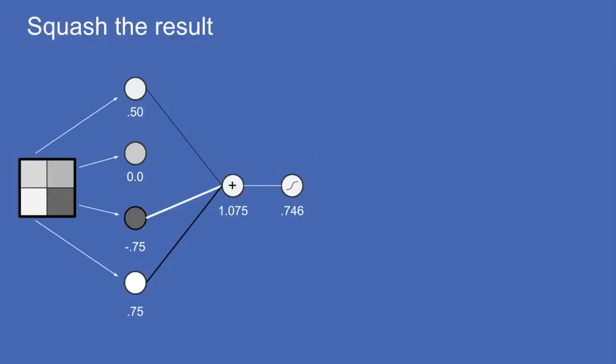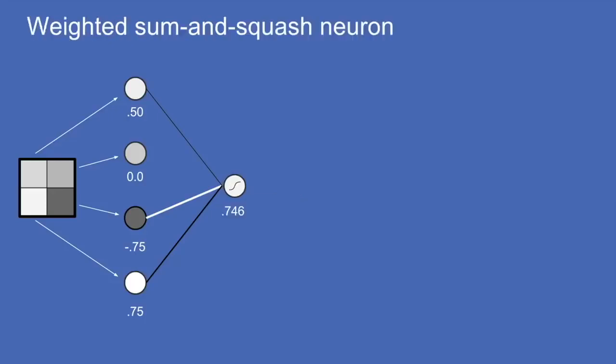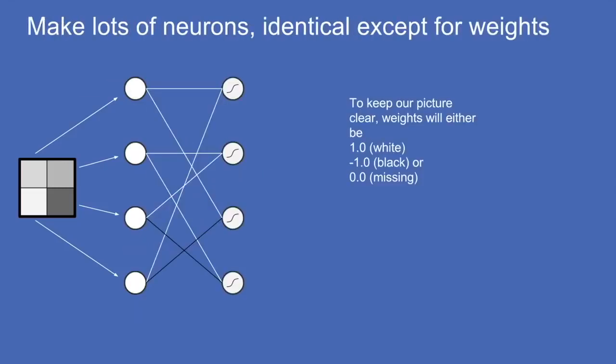So after you sum the weighted values of the neurons and squash the result, you get the output. In this case, 0.746. That is a neuron. So we can collapse all that down, and this is a neuron that does a weighted sum and squash the result. And now instead of just one of those, assume you have a whole bunch.